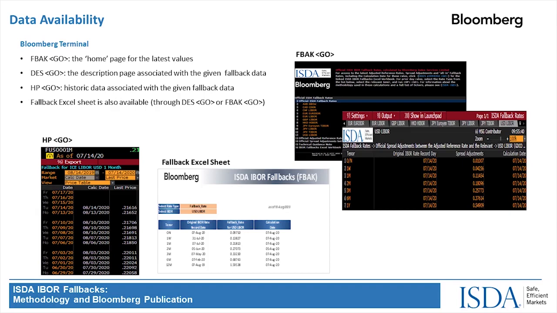The second is HP Go, which is for historical price. As Anne mentioned, there can be scenarios where multiple rate record days are published. You can access the historical values, including the rate record days, as well as the calculation days on this page. The third is the fallback spreadsheet. This is where you can use Bloomberg API to bring together this content.